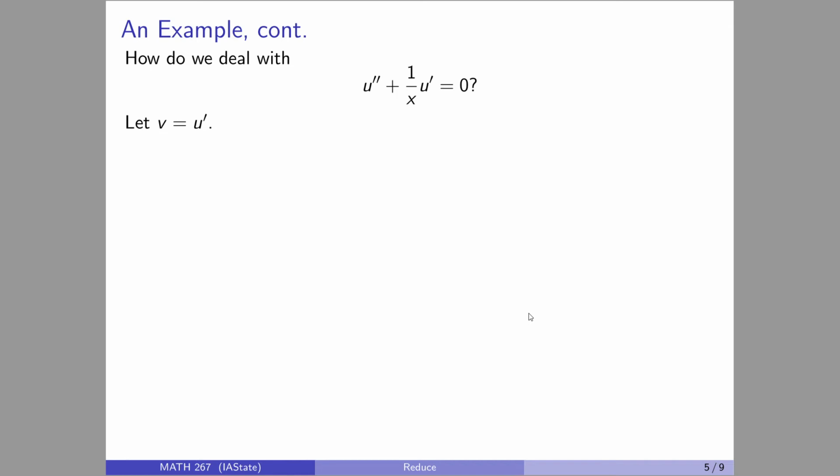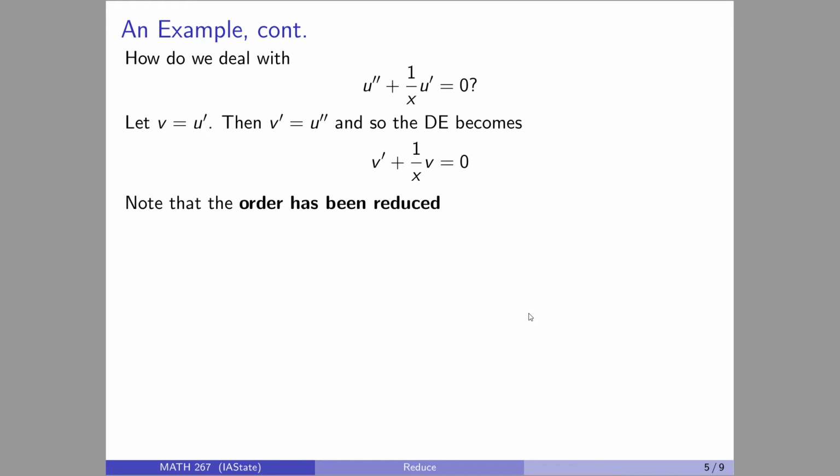Let's make a little slick substitution. Let's let v equal the derivative of u. That means the derivative of v is the second derivative of u. So my differential equation, u double prime plus 1 over x u prime equaling 0, is actually v prime plus 1 over x times v equaling 0. So the order of the original differential equation now has been reduced. I had a second order DE I was working with. I've now reduced it to a first order DE, and high five, it's separable. It's actually linear too, but let's treat it as separable. So this is a slick move that we just pulled off.